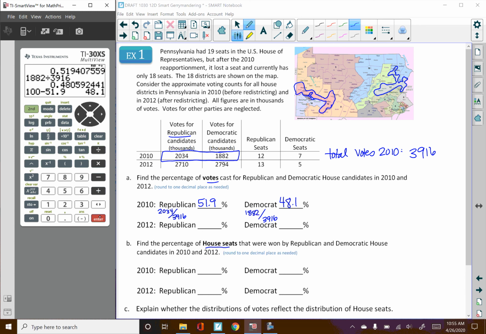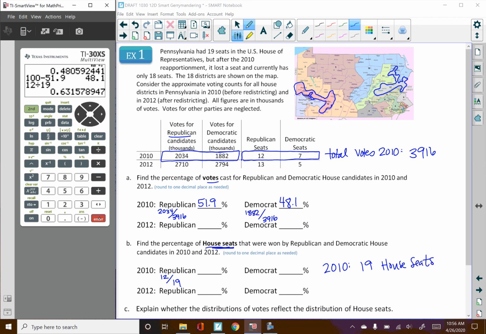So that's in 2010. And I'm going to go ahead and keep with my 2010 numbers for a second and find the percentage of House seats. So now we're focusing on the seats portion of the chart. Now in 2010, this was before the reapportionment, so there were 12 plus 7, 19 House seats. So we'll come up with the percentages the same way by doing the part over the total. So we've got 12 Republican seats out of the total of 19.